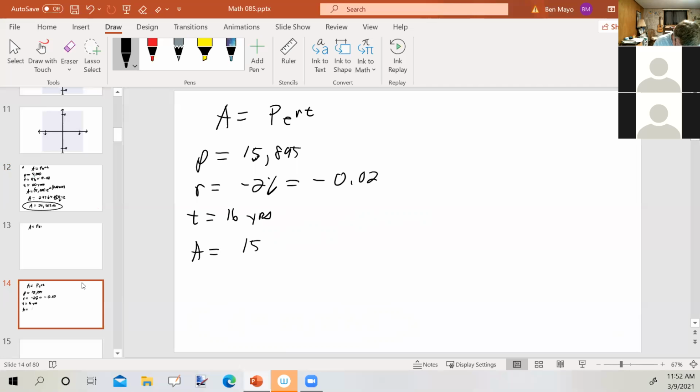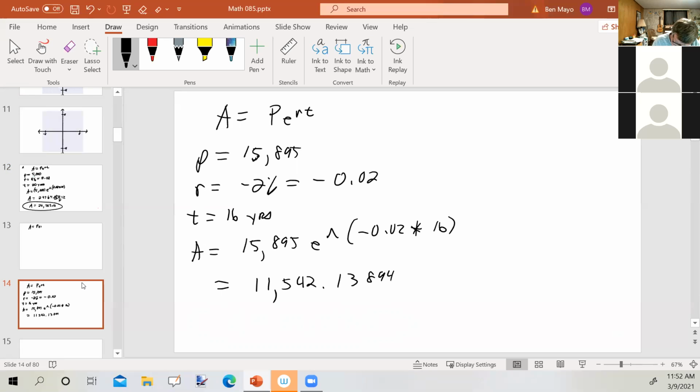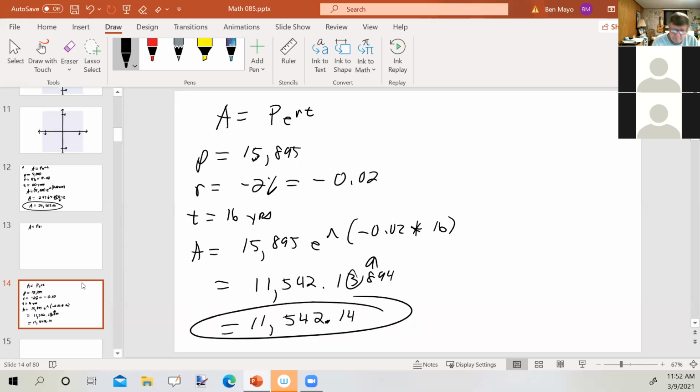So A equals 15,895 times e to the -0.02 times 16. And let's see what we get there. 15,895 times e to the -0.02 times 16, close it up, 11542.13894. So rounding to the hundredth, the 8 would round up, so we get 11,542.14. We okay with that? I'll take that as a yes.